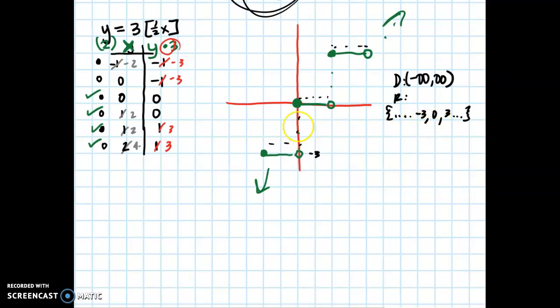This is telling you that you do not have the numbers in between this point and this point. You're only having every multiple of three, not all of the decimals or like 1 or 2. So just keep this in mind.